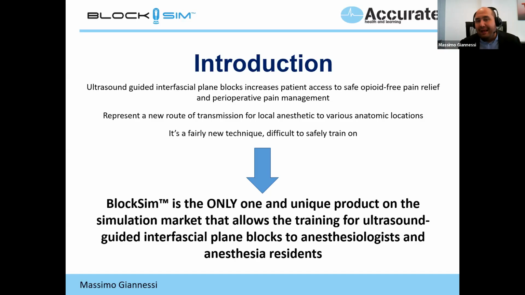They represent a totally new route to transmit the local anesthetic to the various anatomical locations. Thanks to the fascia block, you can reach locations that you were not able to reach before with the nerve block. A big example is the thoracic area, for example for breast cancer. Now it's all about regional anesthesia and fascia blocks. In the past, it was total anesthesia, because you don't have nerves that can help you over there. So it's a pretty new technique and very difficult to train on.